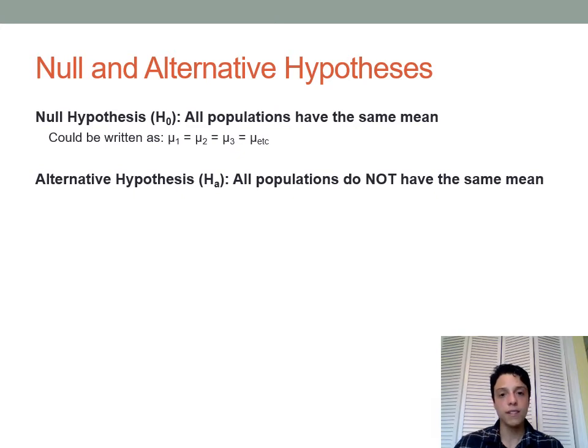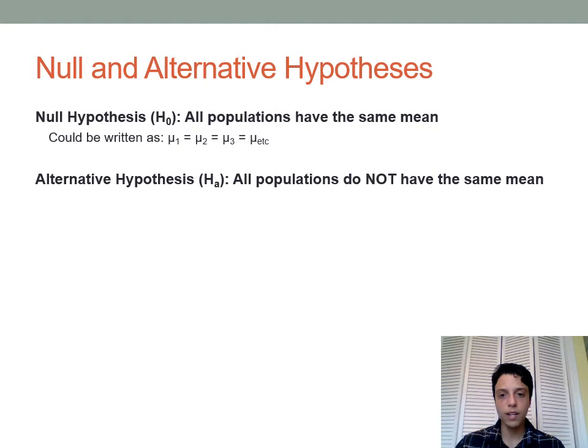The alternative hypothesis is that all populations do not have the same mean. So as usual, our alternative hypothesis is just the inverse of our null hypothesis. It's once you rule out the null hypothesis, what's left? So if we rule out the idea that all populations have the same mean, we're left with the idea that all populations do not have the same mean.